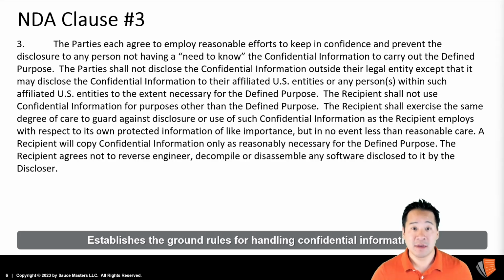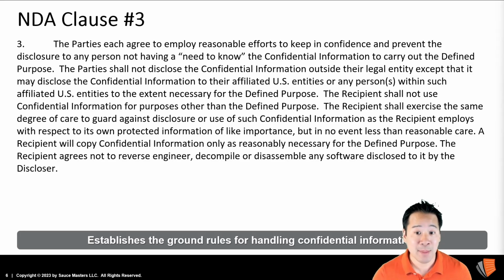handling it. So it's a very fancy way of saying that both parties, you and the other party, agree to do your best to keep confidential information private, and you won't share it with anyone who doesn't have a need to know. And you'll only share that confidential information within your own company, your own team, or with affiliated entities if necessary, but only for that intended purpose, which you defined in Clause 1. And the person receiving that information can only use it for that purpose. They've got to take good care of it, like their own information.